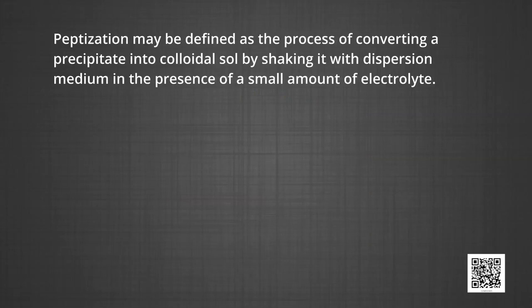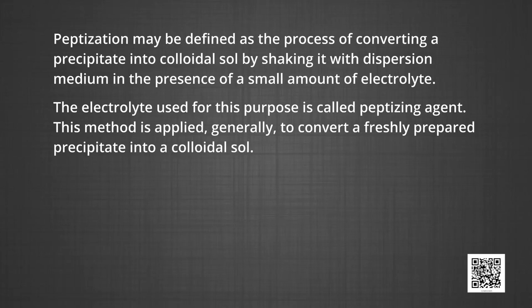Peptization. Peptization may be defined as the process of converting a precipitate into colloidal sol by shaking it with dispersion medium in the presence of a small amount of electrolyte. The electrolyte used for this purpose is called peptizing agent. This method is applied generally to convert a freshly prepared precipitate into a colloidal sol. During peptization, the precipitate absorbs one of the ions of the electrolyte on its surface. This causes the development of positive or negative charge on the precipitate.